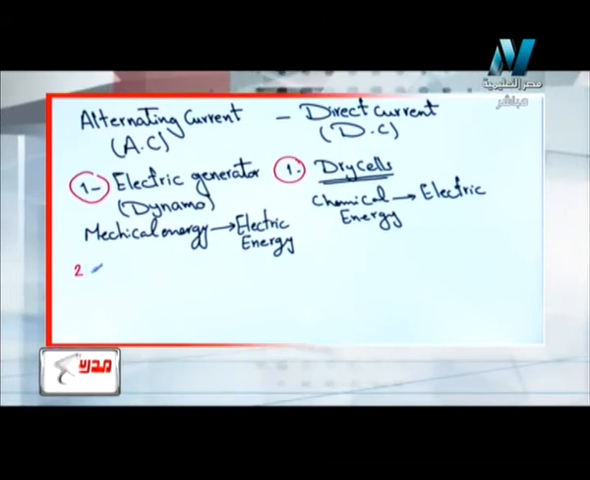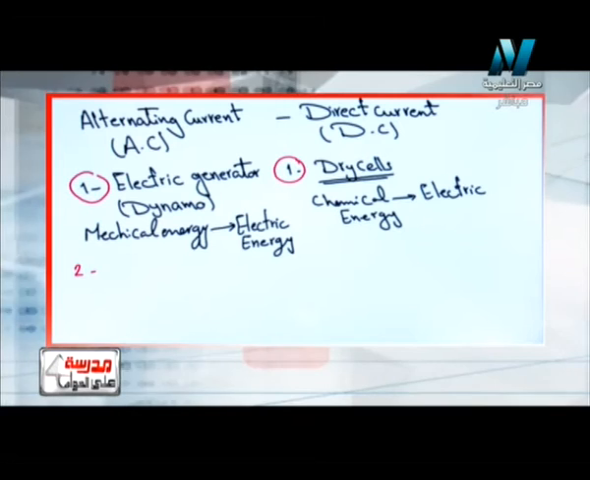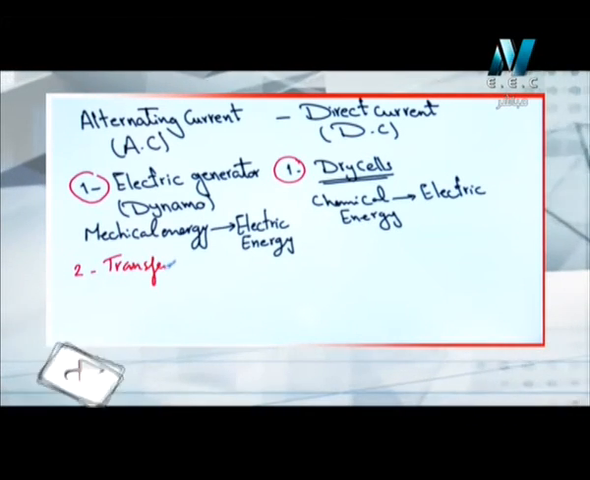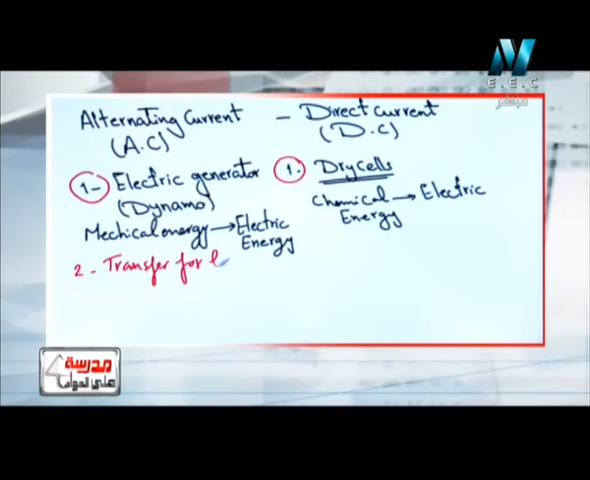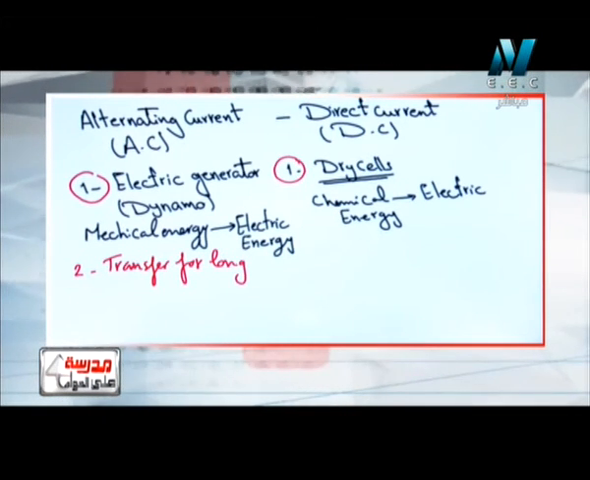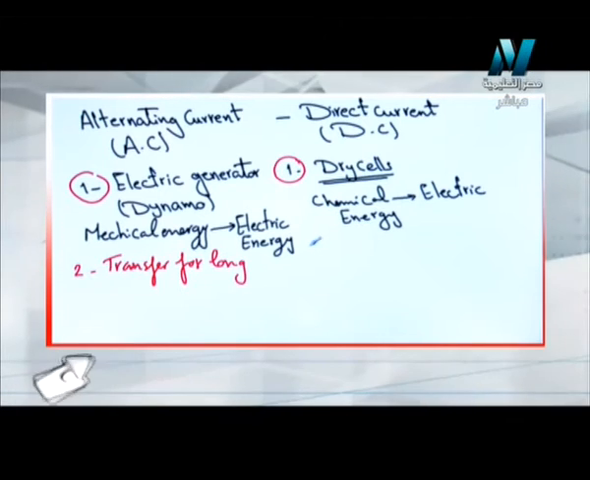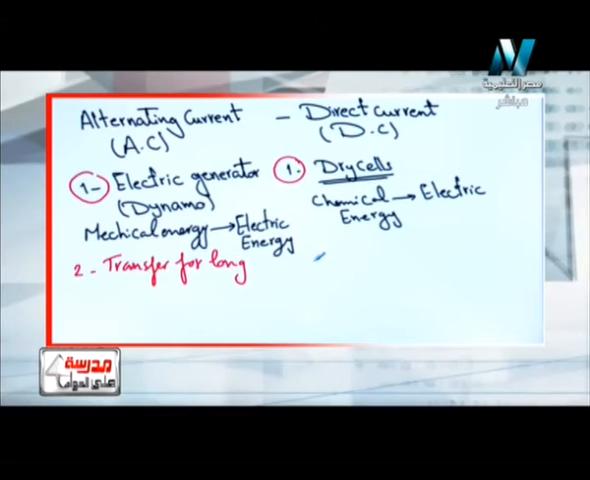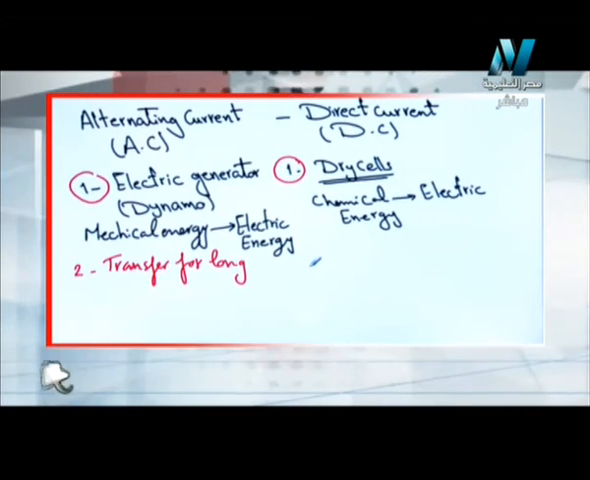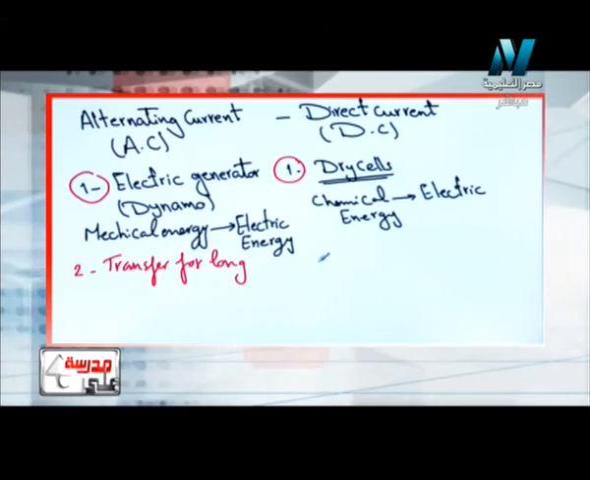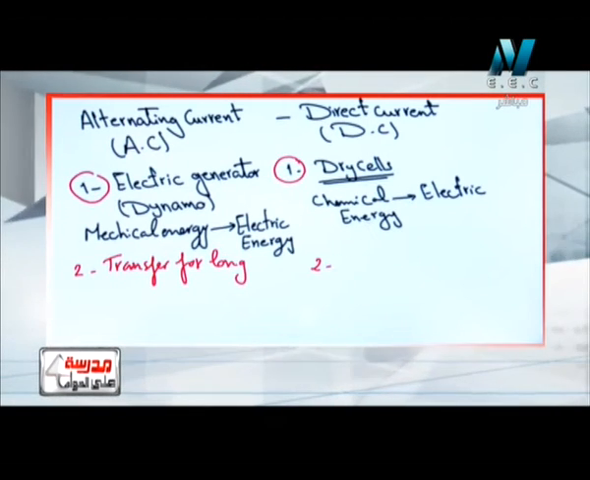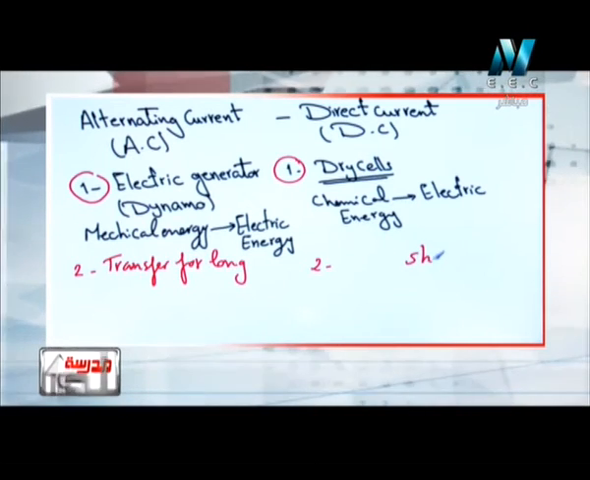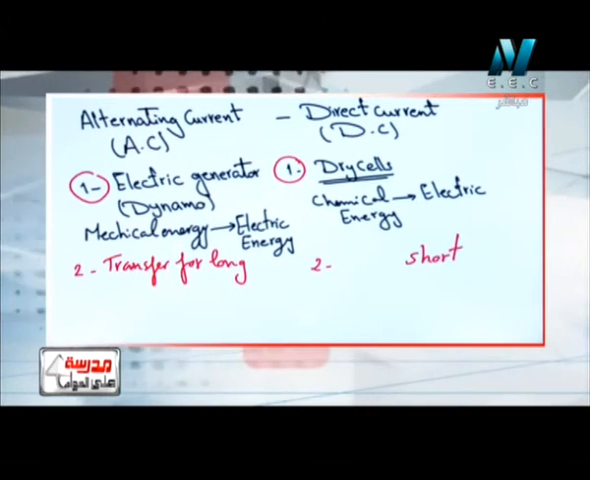Number two, alternating current is used for transfer over long distances. We can transfer it over great distances, from town to town, from one governorate to another, from country to country, from state to state. While direct current is transferred over short distances, very small distances.